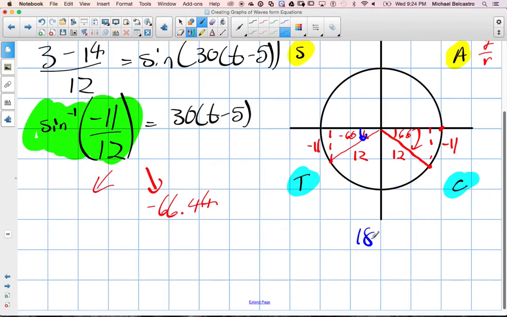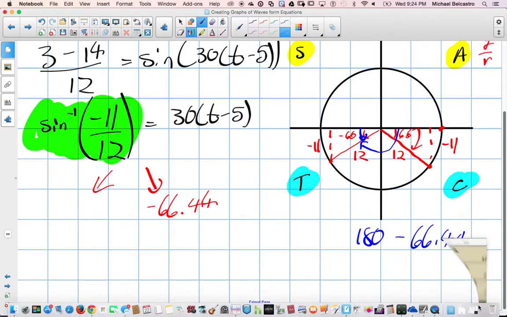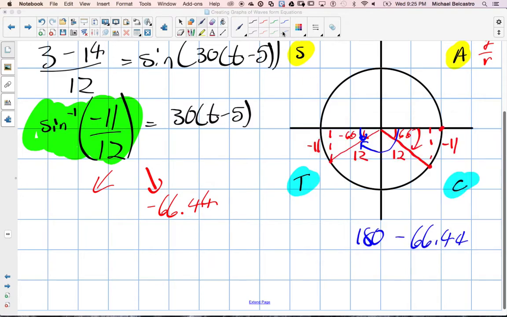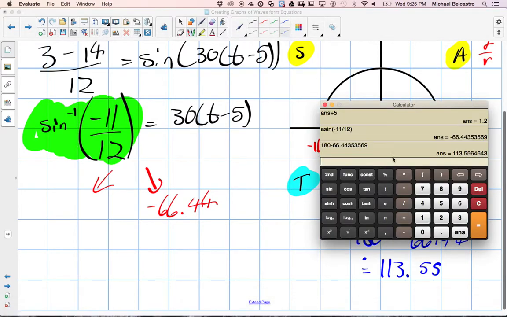Now, on top of that, in order to find this one here, think of this like an obtuse angle, and we're going to take 180 degrees and subtract our 66.44 to find out what this angle is, because that's the other major angle that we need. So we're going to take 180 and subtract this value here. This is going to tell us what the other angle is we'd be working with. It's 113.55 approximately.